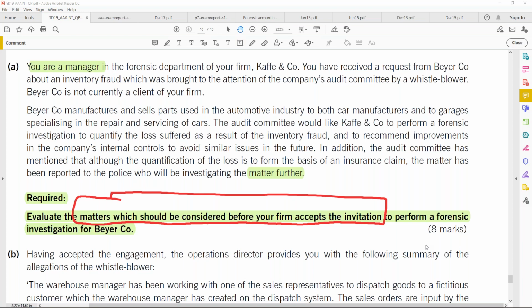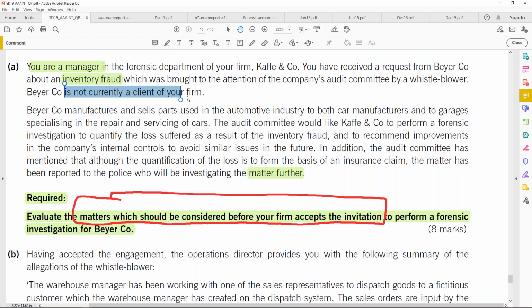Normally, if you look at this case study, before we look at the general points, you are a manager in the forensic department of your firm, Cafe and Company. You have received a request from Bear Company about an inventory fraud which was brought to the attention of the company's audit committee by a whistleblower. So there was an inventory fraud. Bear and Company is not currently a client of your firm.